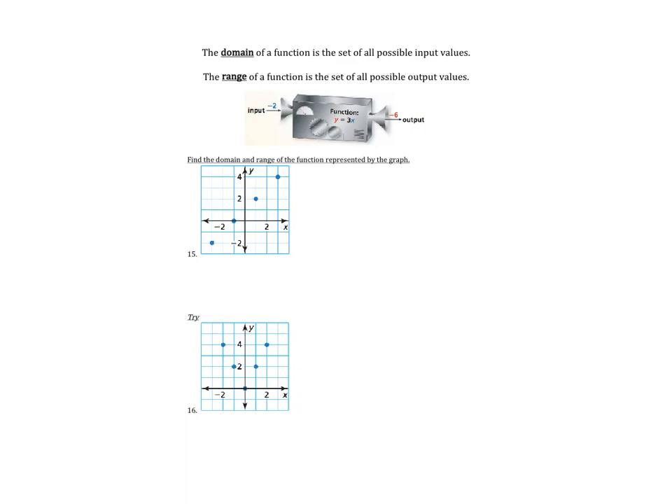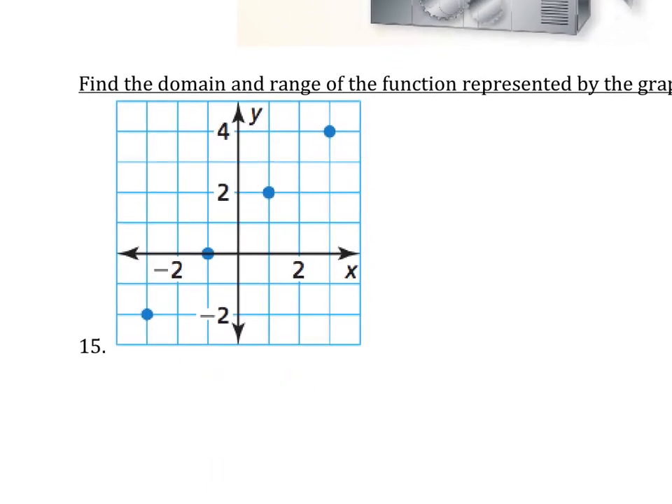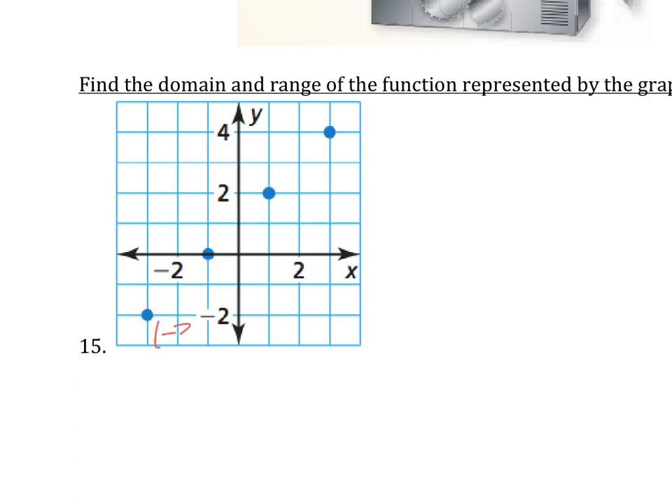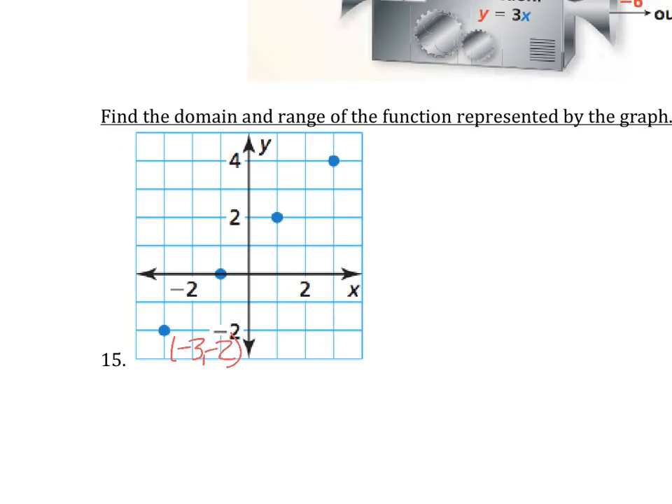Okay, so finding domain and range, if I'm looking at a graph, first thing I always want to do is just label the ordered pairs. So this ordered pair all the way over here is negative 3, negative 2. This one up here is negative 1, up none, so 0. This one is over 1, up 2. And this one is over 3, up 4.